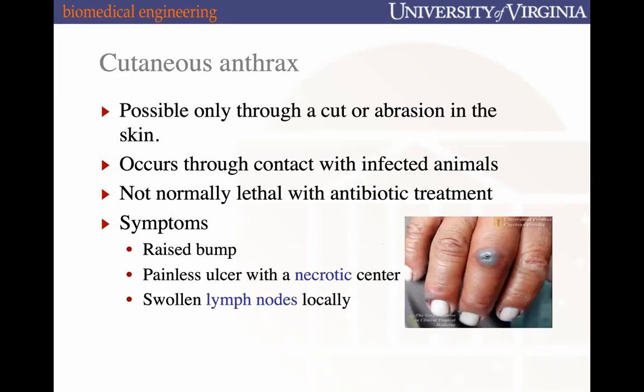So there's a couple different forms of anthrax. There's cutaneous anthrax. It's only usually possible through a cut or abrasion. So when talking about the wool sorters who'd be infected, oftentimes their knuckles or hands would be cut sorting through this wool, and the spores can only enter through an abrasion or some sort of entry point into the skin. Now it's oftentimes transmitted through interaction with an infected animal, and it's usually not lethal when there's antibiotic treatment.